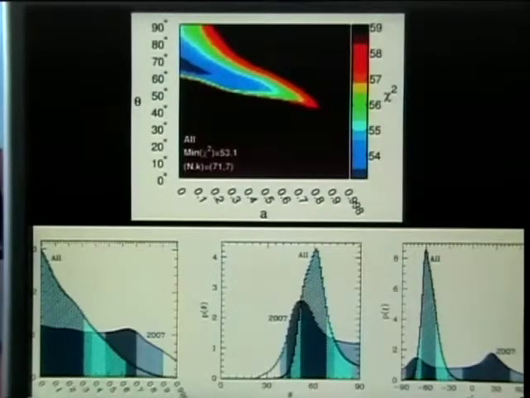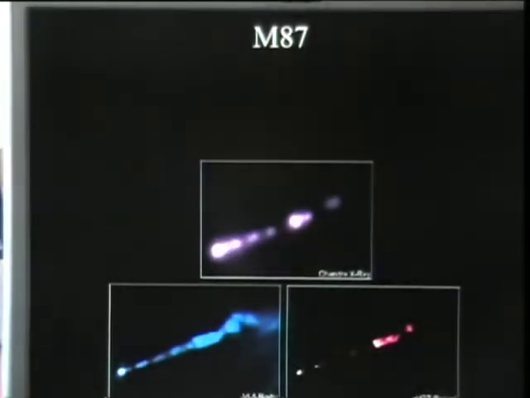And low spin values appear to be favored. So based on the existing data, we would say that probably the black hole has a relatively low spin. And the inclination angle is somewhere between 60 and 85 degrees based on the existing data. Now, the same can be done in principle for M87.